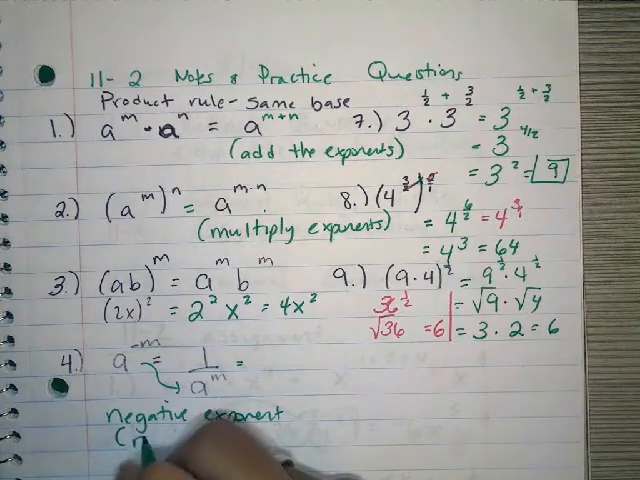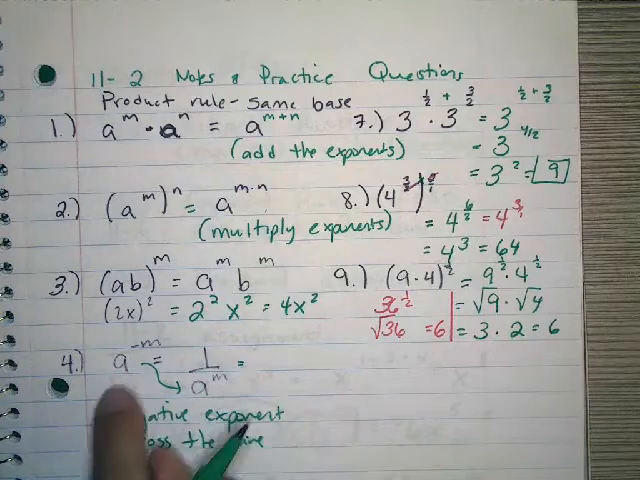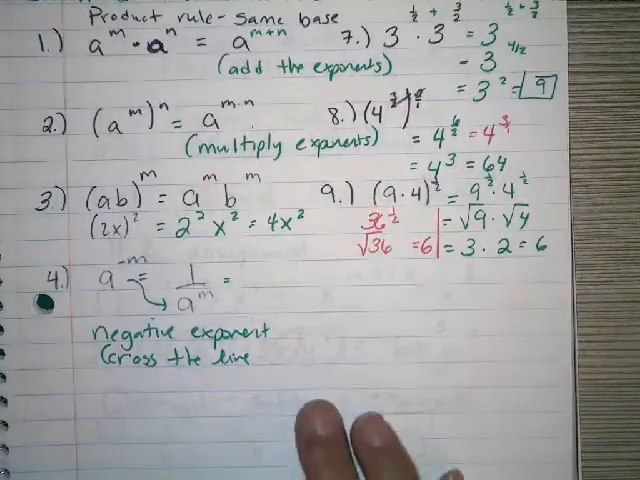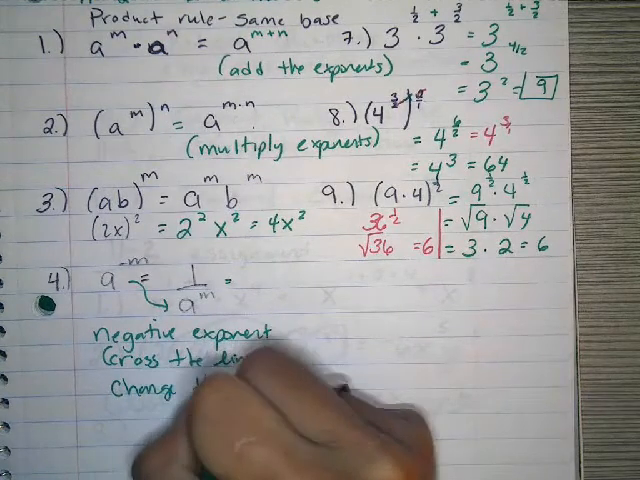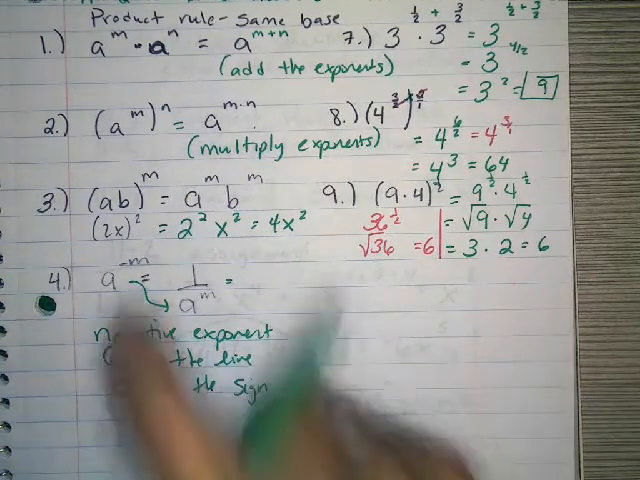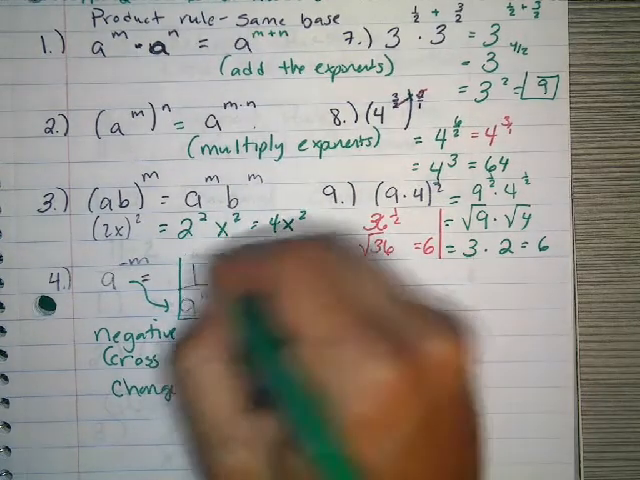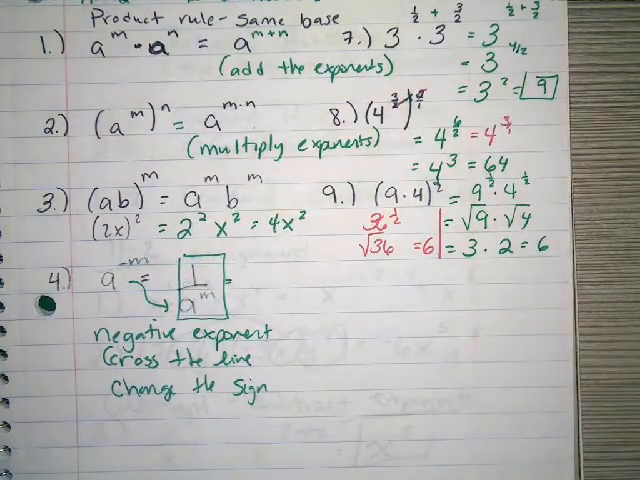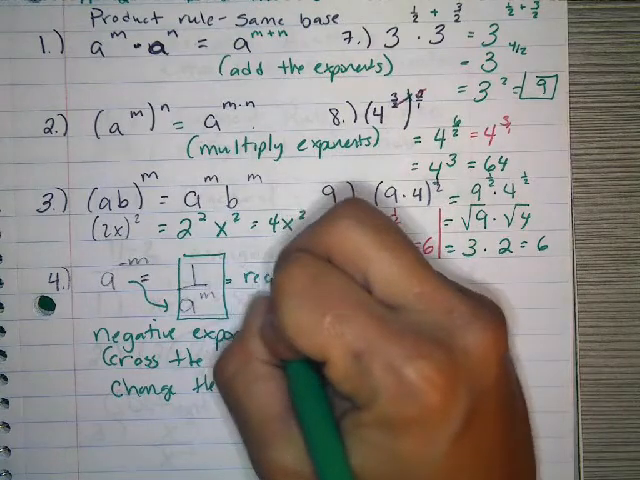Cross the line. That means it's going from numerator to denominator. Change the sign means that it's going from a negative exponent to a positive exponent. And this is your answer. In that case, there's nothing to simplify. So cross the line, change the sign. That's with your negative exponent. Or you could say reciprocal.